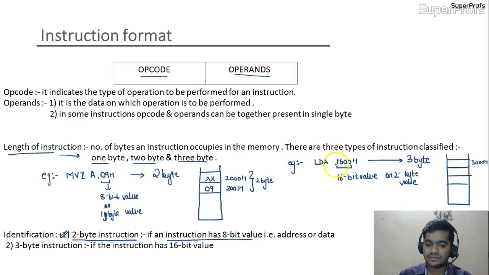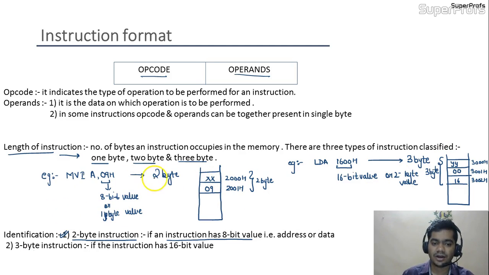Okay, so the opcode for LDA, suppose it is YY, would be stored here. The lower byte of the data, that is, in 1600, the lower byte is 00, would be stored at 3001, and at the higher memory address, that is 3002H, the higher byte of the address would be stored. That's why we are saying that it occupies 3 bytes of memory.